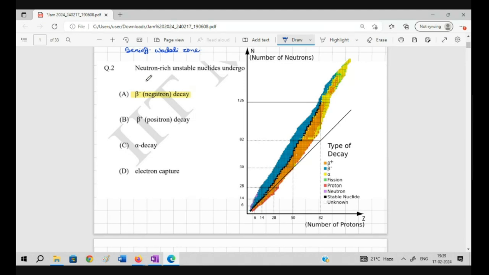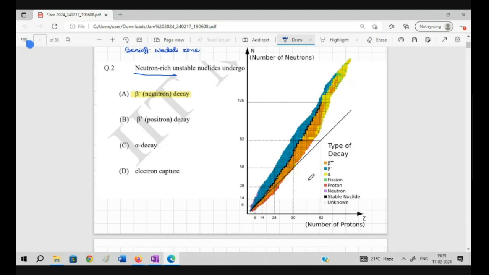It is about radioactive decay. The neutron-rich unstable nuclides undergo which type of decay process? As you know, radioactive decay always occurs by an unstable nuclide, and the nucleus may be unstable due to different reasons. So here it is asked, if the nucleus is neutron rich and unstable, then by which decay method will it become stable? So let's see.